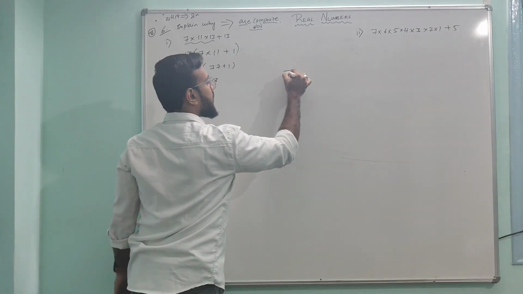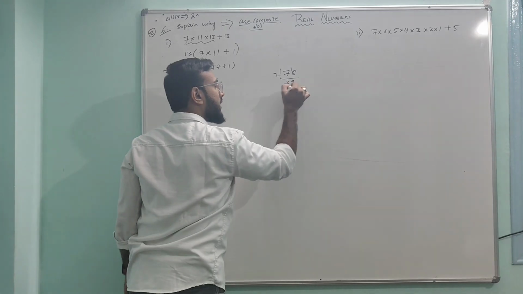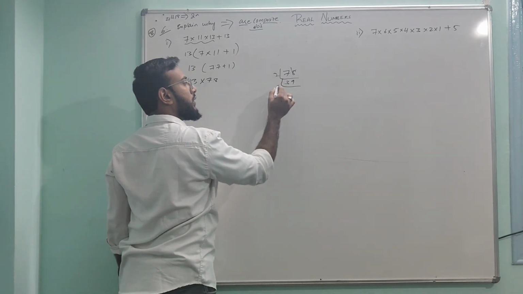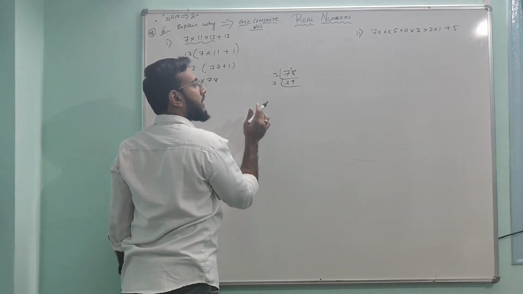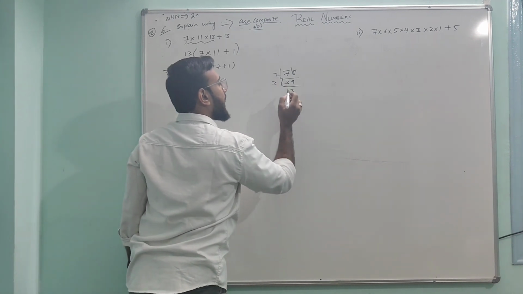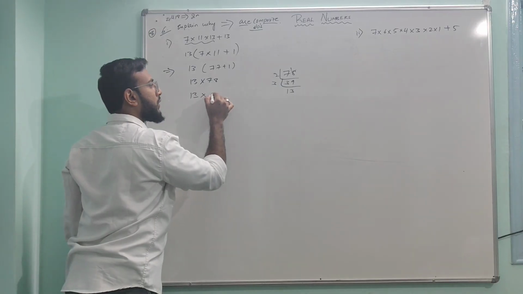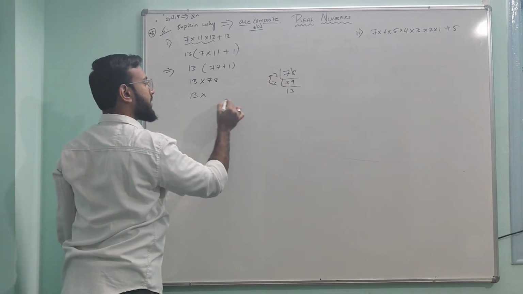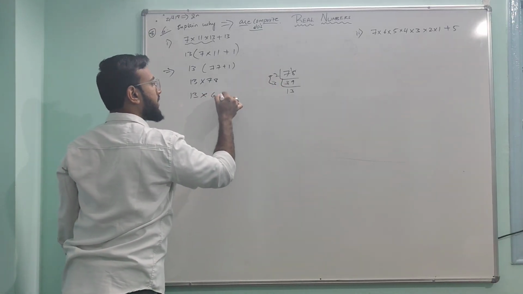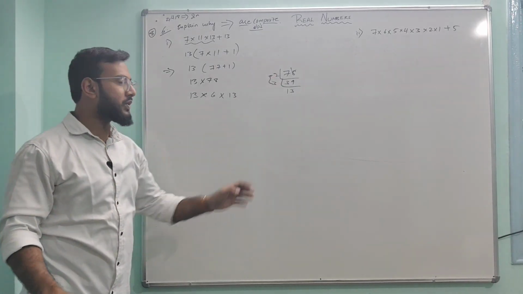78 further, if we solve the factors: 2 3s are 6, 1 carry, 2 9s are 18. Then 2 table will not go, then 3. 3 1s are 3, 3 3s are 9. Correct? Now if I pair it, 13 into 2, 2 3s are 6, I'll write 6 into 13. Or else you can write 2 into 3 also.